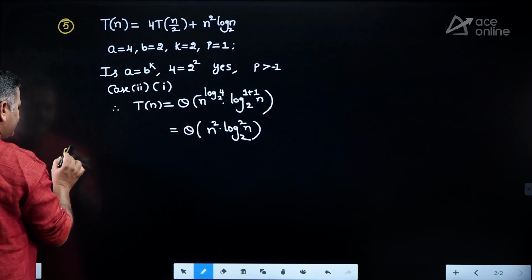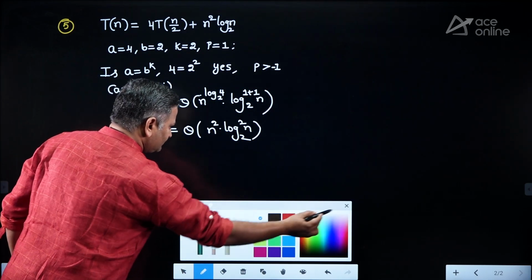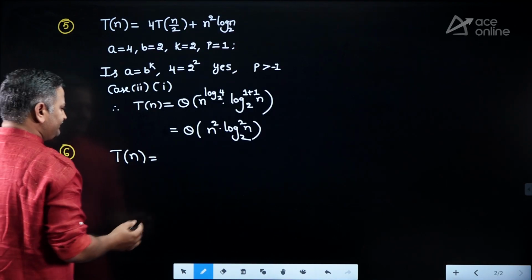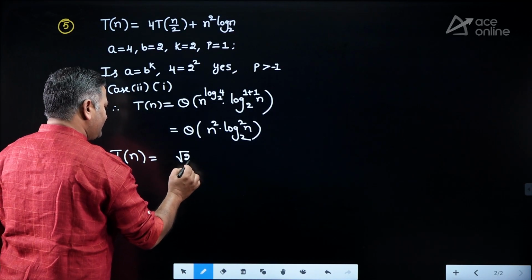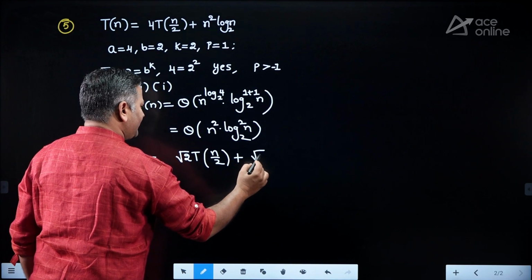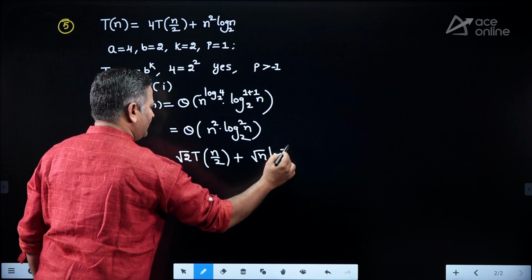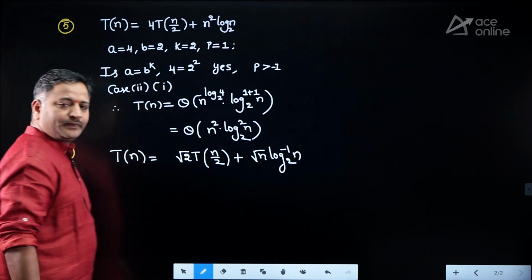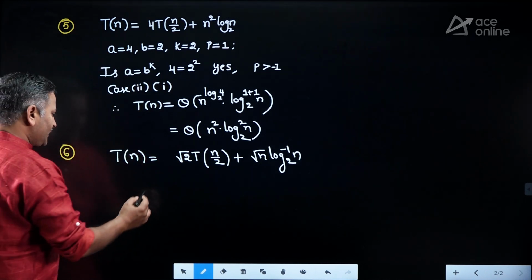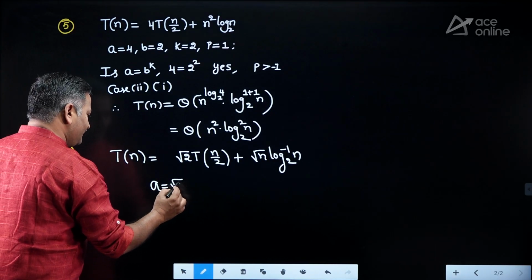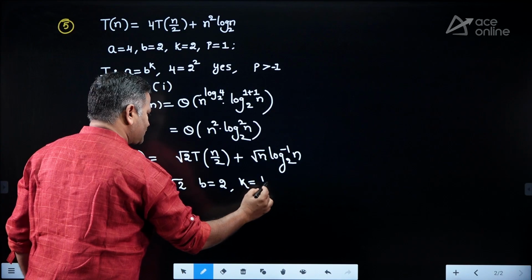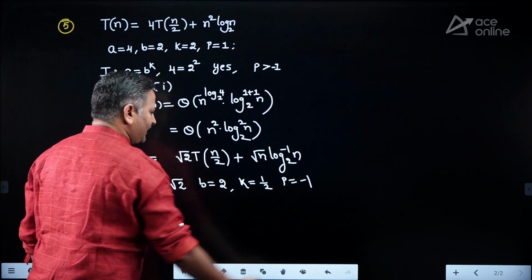Next, sixth question. T of n is equal to square root of 2 into T of n by 2 plus square root of n into log power minus 1 n base 2. Right friends, okay? Now compare this problem with the standard form of the master theorem. Now a is equal to square root of 2, b equals 2, k value equals 1 by 2 and p value equals minus 1.